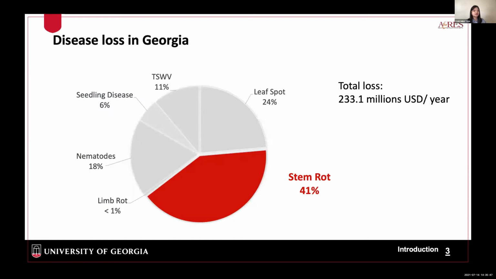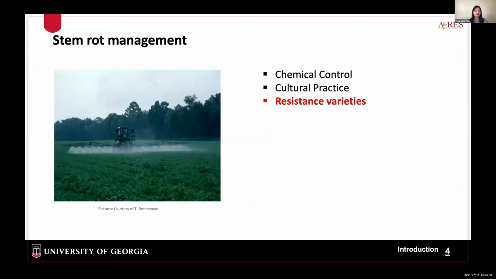The pie chart shows that stem rot is the most damaging disease, which causes more than 40% loss annually in Georgia alone. Chemical control is a major management strategy, so farmers rely heavily on this method. Cultural practices such as lower plant density or earlier planting can also be utilized. Also, resistant varieties are an option as well.